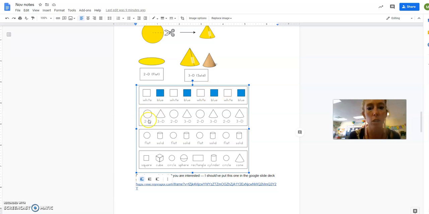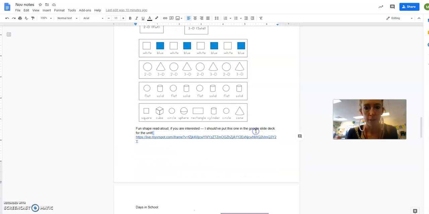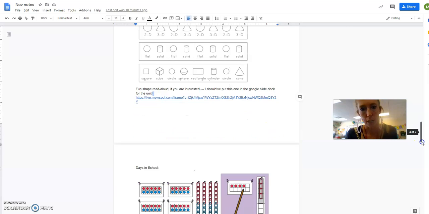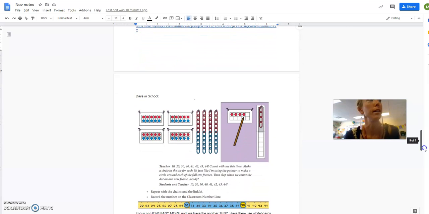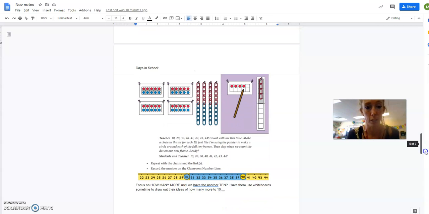Now, you wouldn't necessarily have to draw these out, but you could have them pre-made, and then you guys just talk through them and have these covered up as you go. And you're just showing, okay, the first one was 2D, it was flat, and then it was 3D, it became solid, and then it went to flat, and then solid, and then flat, and then solid, and then you had a square, and that's our last one here of all the shapes it went through. So all the different patterns. I did find a nice read aloud, but, you know, do you have time for that? I should have put it in the Google slide deck for the unit, but I didn't.